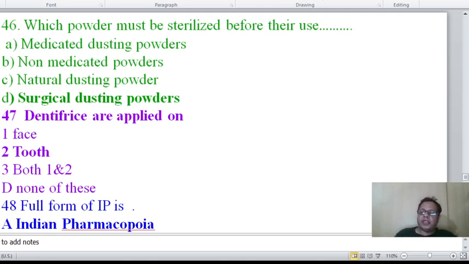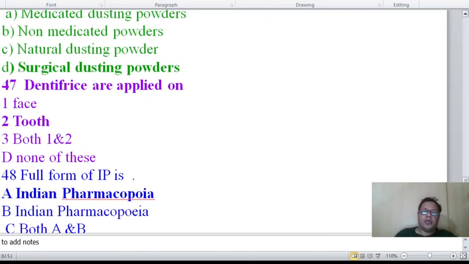Now question number 47, which actually is asking about dentifrices. So where actually are they being applied? They are applied on the tooth for the cleaning of the tooth, to remove the dirt from the tooth, and it gives the abrasive action. Because of that, the dirt can be easily removed, or probably whatever tar is being deposited, it can be easily removed. So dentifrices are applied on the tooth. So option number 2 is correct.